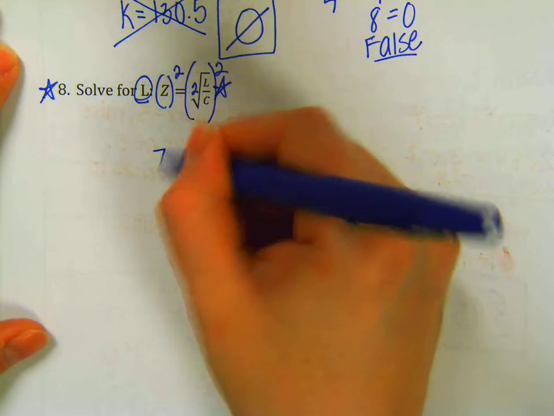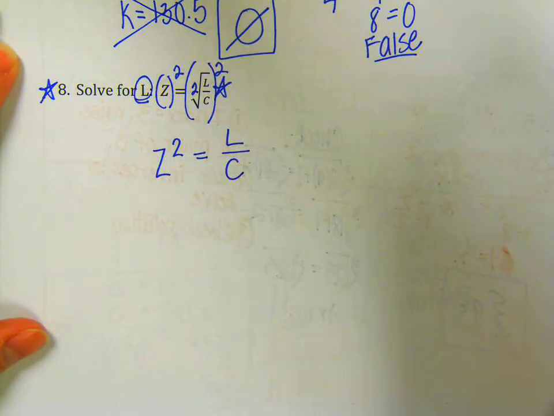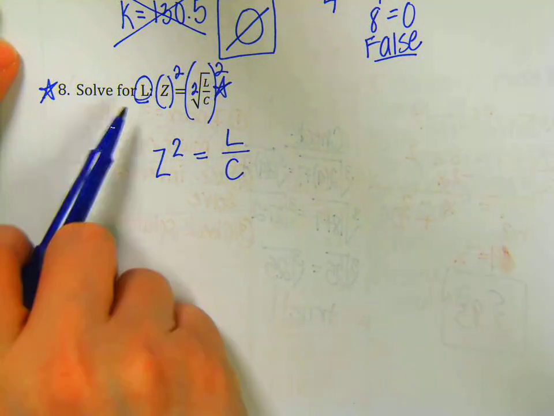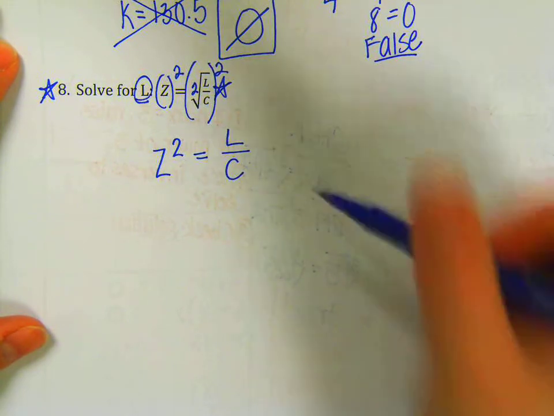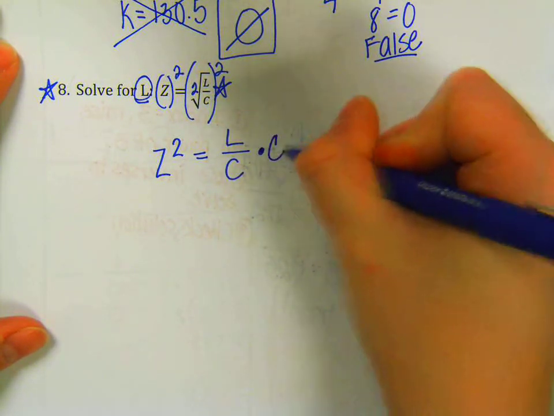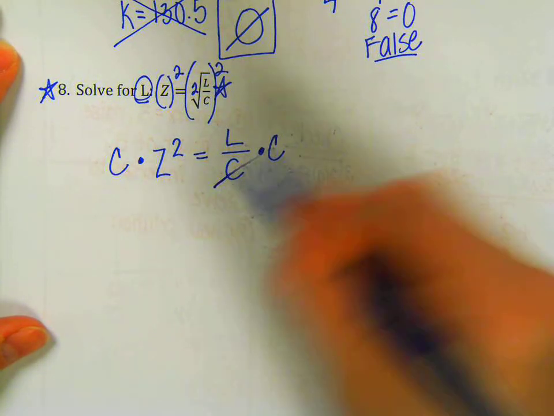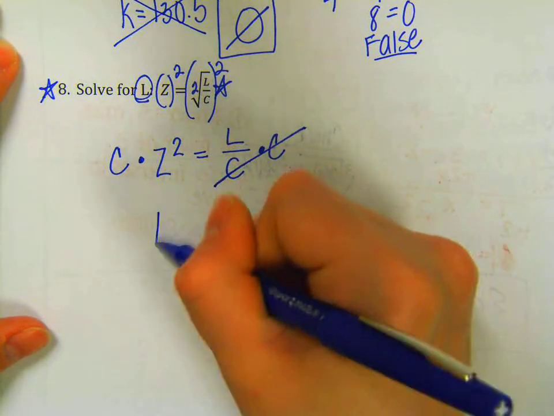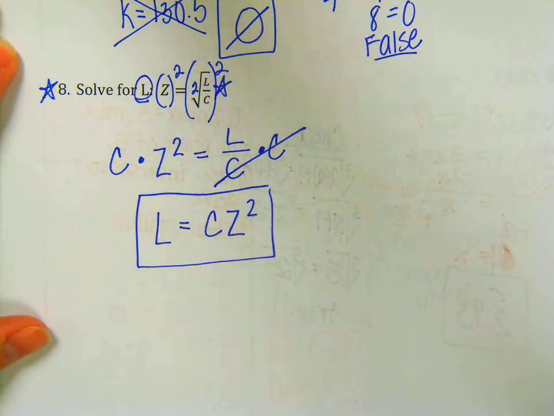Yep. So z squared equals L over c. And I'm looking for L, so how would I get the L by itself? Good, multiply both sides by c. So you end up with the c's canceling off over here, and L is just equal to c times z squared. And that's your final answer. You don't have to check something like that. There's nothing you can check for.